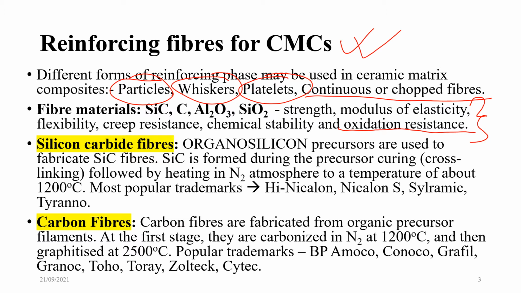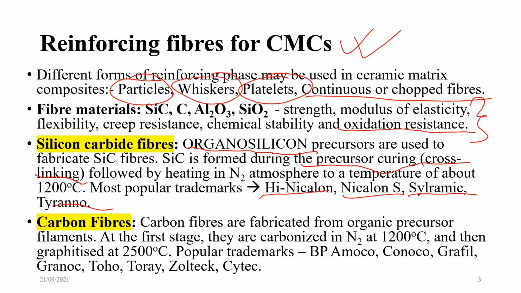So about silicon carbide fibers, organosilicon. I repeat, organosilicon is the precursor which is used to fabricate silicon carbide fibers. Silicon carbide is formed during the precursor curing, that means cross-linking. So we already know what is cross-linking, followed by heating in an inert atmosphere, or heating in the nitrogen atmosphere, to a temperature of about 1200 degrees Celsius. Most popular trademarks are Hi-Nicalon, Nicalon S, then Sylramic and Tyranno.